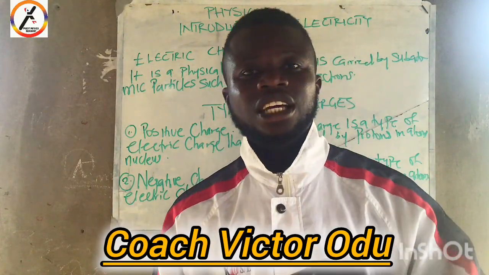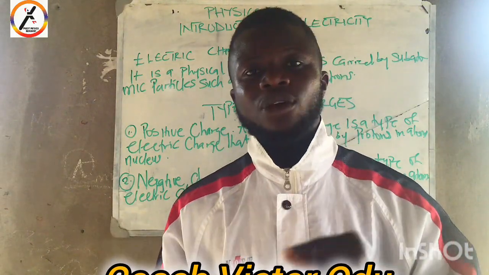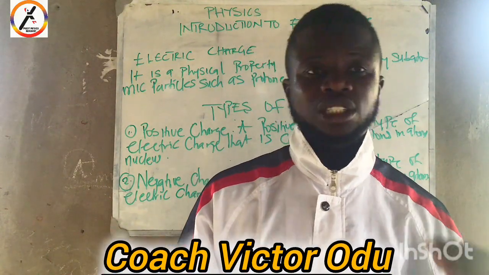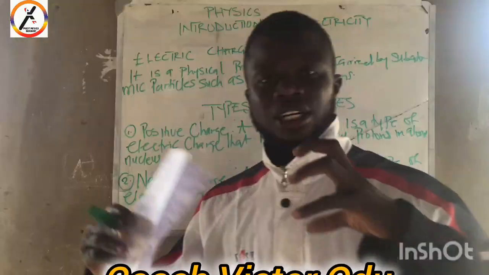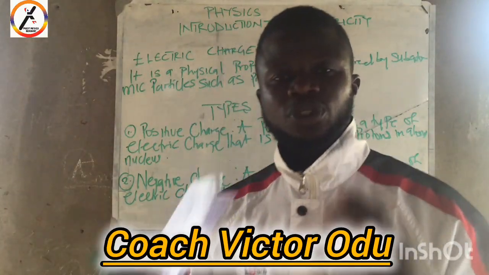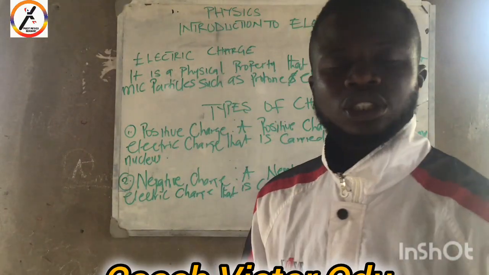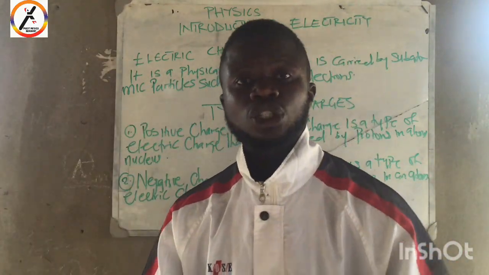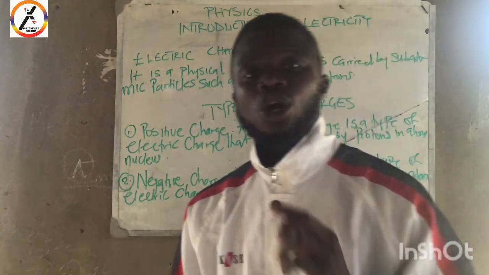It states that like charges repel and unlike charges attract each other. We'll be going into that when we are done with this section of class today. We talked about electric charge, the types of charges, and we also talked about conductors and insulators and how they are very, very useful in today's world.